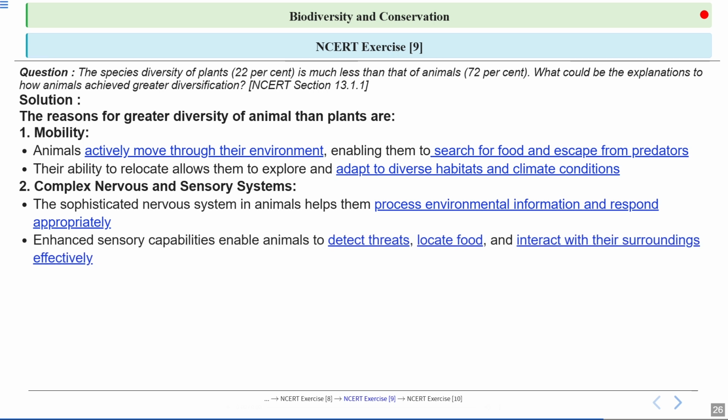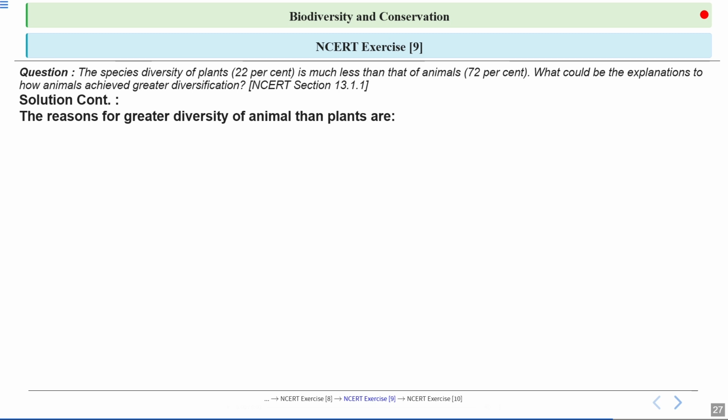Now, enhanced sensory capabilities allow animals to better sense their environment, helping them spot dangers, find food, and communicate with others, which makes them more successful in surviving and adapting to their surroundings. Let's continue the discussion. Now, what are the reasons for greater diversity of animals than plants? Let's understand this.